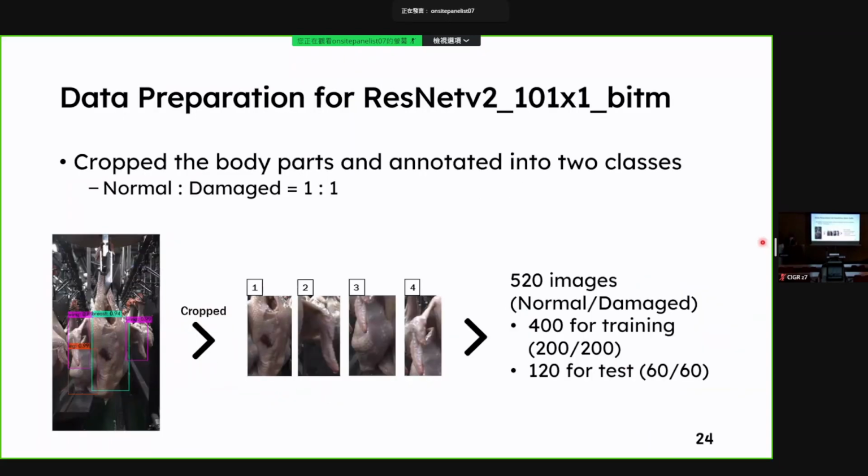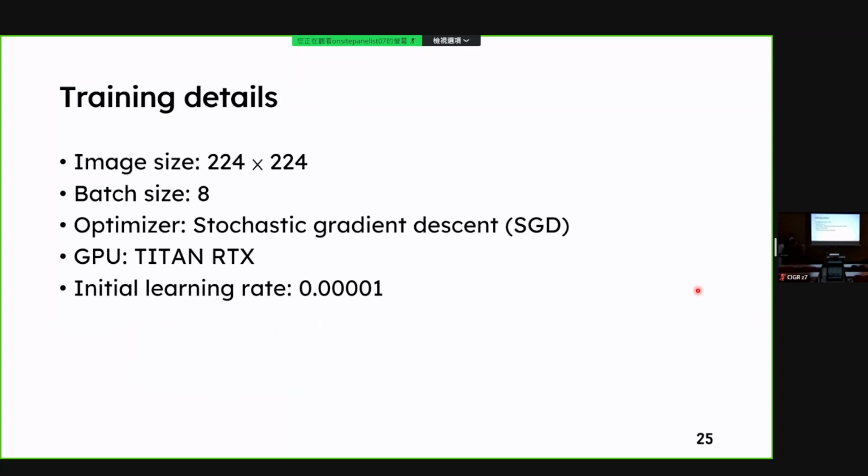And for the data preparation for the ResNet model, I cropped the body part images detected from the previous model, the YOLO V4 Tiny model. And I annotated them into 2 classes, the normal class and the damaged class. The ratio of the data is 1:1. There are 520 images in total, 400 for training and 120 for test. And this is my training details.